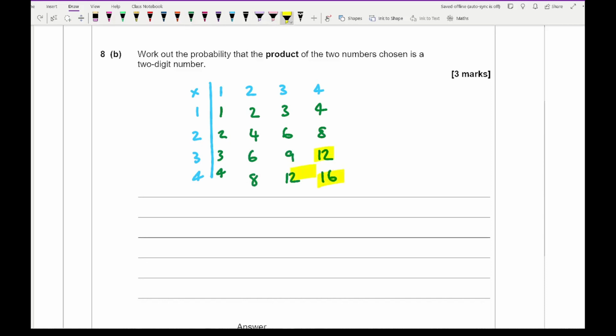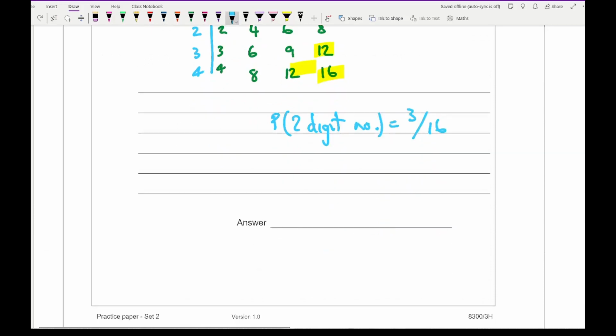Well, we've got 3 out of 16. So the probability of a 2-digit number is going to be 3 over 16. Let me just draw a line there. And can that be simplified? No, it can't. So that there is our final answer.